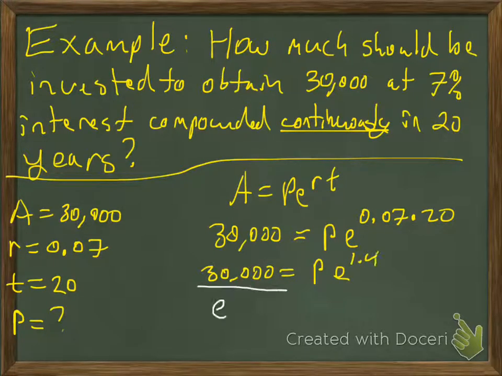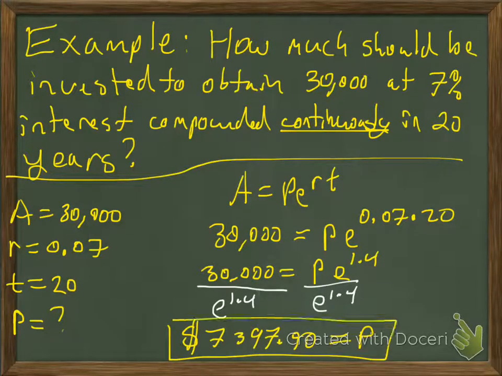And then that e^1.4 is attached by multiplication, so we're going to divide. And so we get a little bit less than the previous example with compound interest, and that's because the interest is applied all the time, so we get a little bit more interest worked in there.